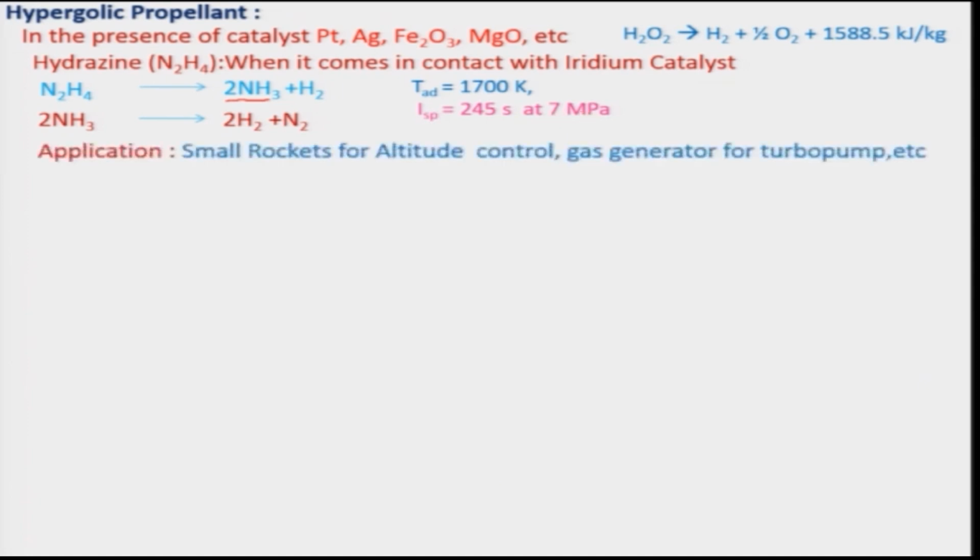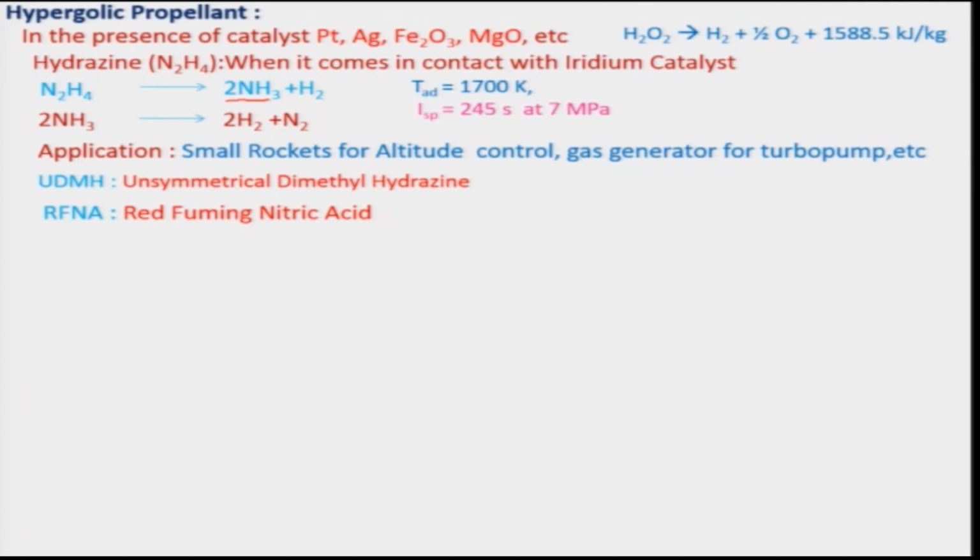And of course, keep in mind that these are all hypergolic propellants and monopropellants, and they are generally used for small rockets for attitude control and gas generators for turbopumps and turbines in a rocket engine. So, it is easy to handle, a simpler one. And besides this, unsymmetrical dimethyl hydrazine (UDMH) and RFNA, that is red fuming nitric acid, are being used in India and also other places due to their higher performance, and also they are easily available.